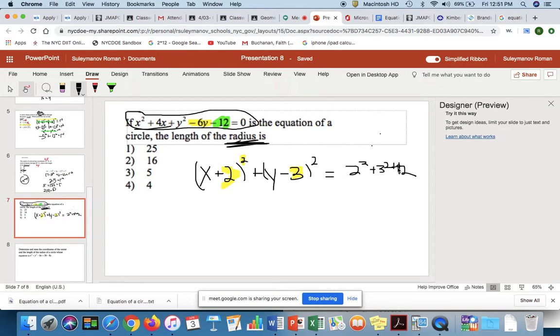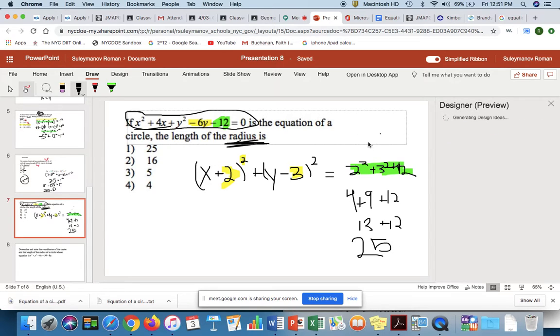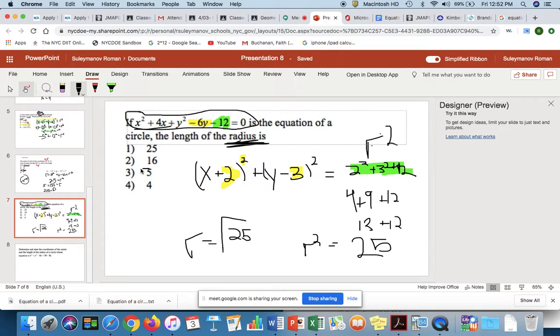So for the purpose of this question, this is all we care about. This equals the radius squared, and the question is asking for the radius. So what we want to do is solve. 4 plus 9 plus 12. When we add these up, we get 13 plus 12, or 25. I saw a lot of people write this as the answer. Remember, all of this equals the radius squared. So if this is your radius squared, your radius would be the square root of 25. You do not see that here because the square root of 25 is just 5.